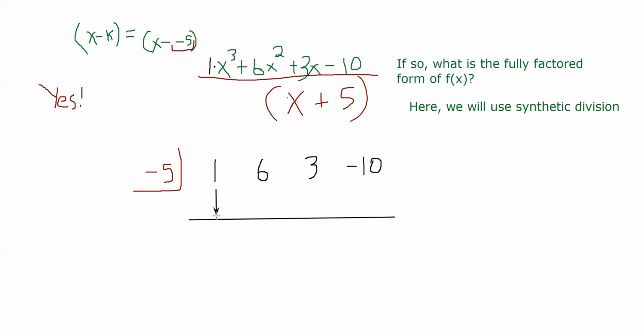So the first thing we do, we start with the very first coefficient and we just bring it down. So it's 1. Then we do negative 5 times 1. Negative 5 times 1 is just negative 5.